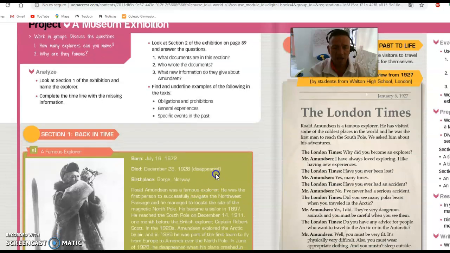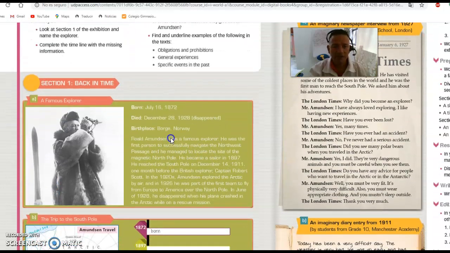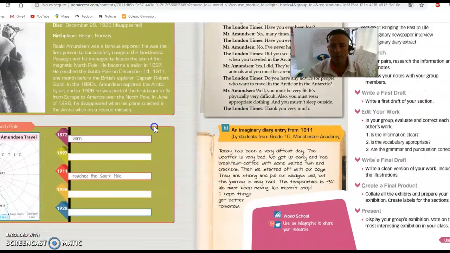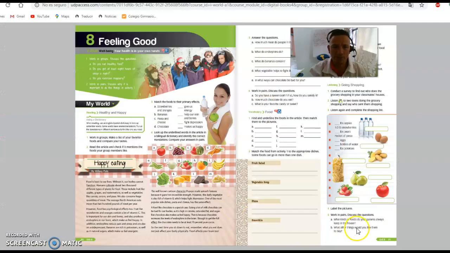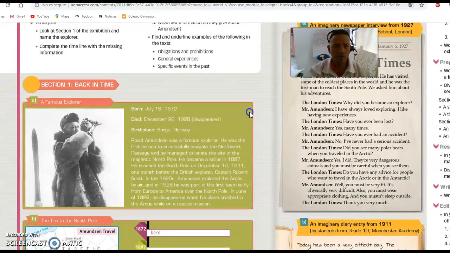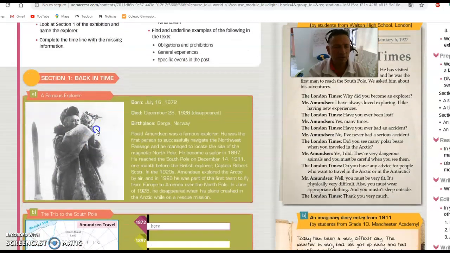All right, so according to this, this man is giving us an idea how to do it. Okay, so check it out. This is an idea how to do it. So it's giving us the information about the famous explorer. So for example, this man. He was born on July 16, 1872, died December 28, 1928, disappeared. Birthplace, Borge, Norway. Roald Amundsen was a famous explorer.